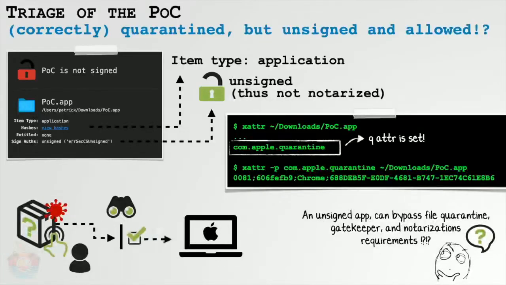So I began by triaging the proof of concept that Cedric sent me. I said, okay, double check, yes, it's unsigned. Also, it's not notarized, and so that's strange. I also made sure that the quarantine attribute was set. The quarantine attribute, as Cedric talked about, is what triggers the Gatekeeper, the file quarantine, and the notarization checks. So I thought maybe for some reason the quarantine attribute is not set. But as we can see on the slide, it was. So we have an unsigned application that can bypass file quarantine, notarization requirements, and Gatekeeper.